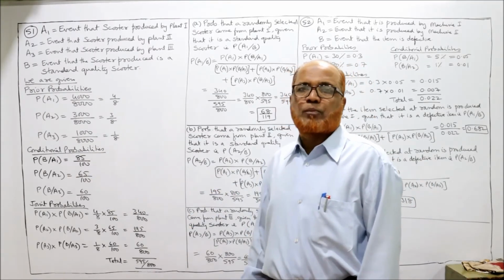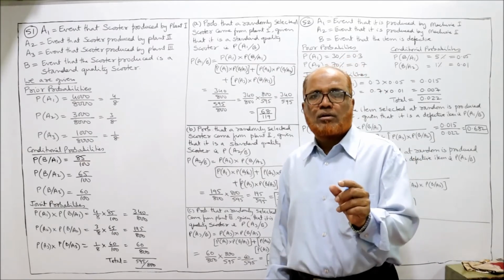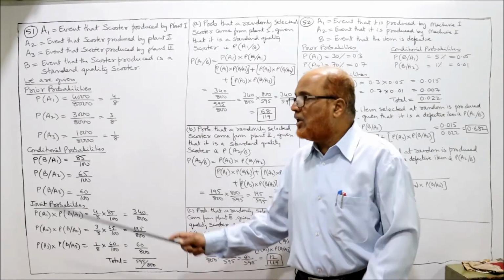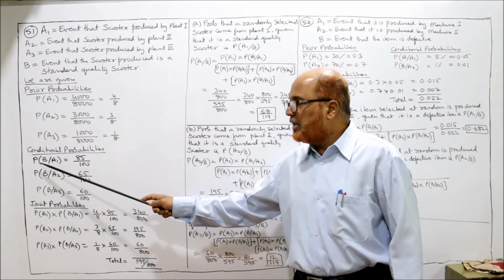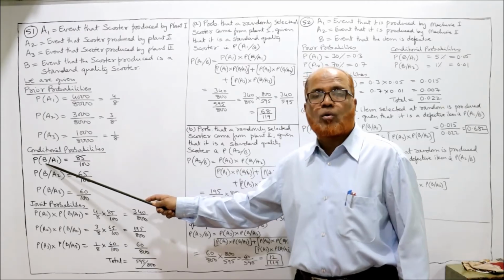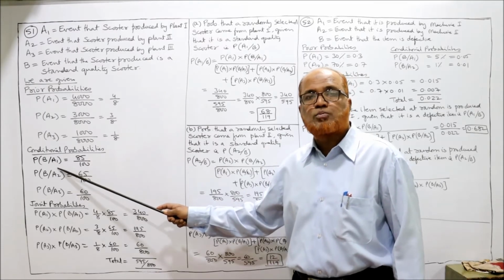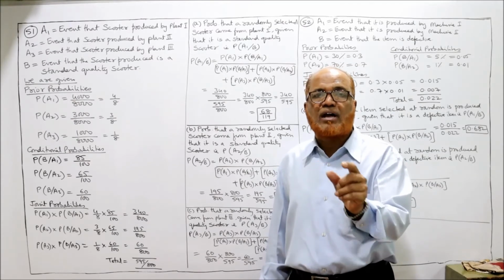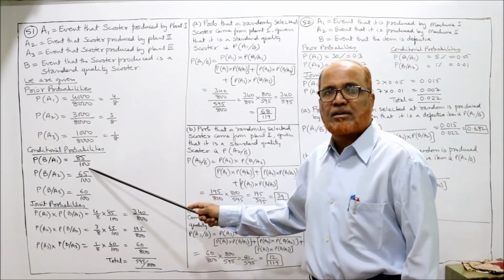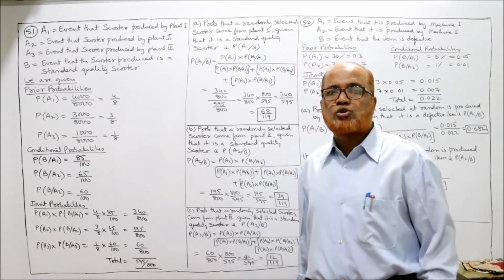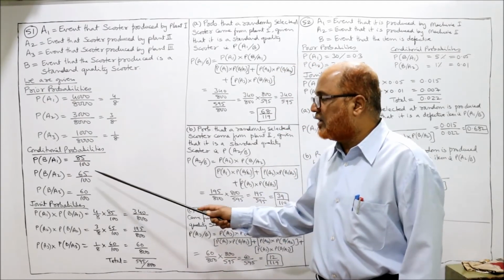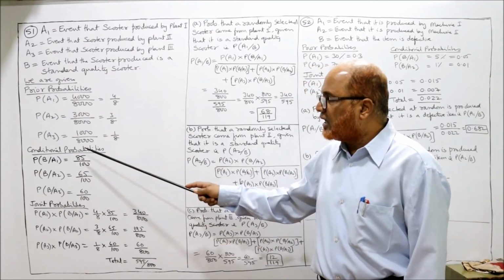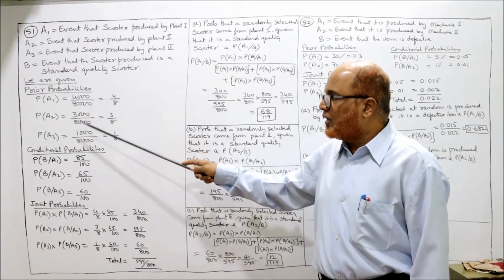Now conditional probability, better quality scooter. The better quality scooter produced by plant 1, P of B given A1: B stands for better quality scooter, given that it is produced by plant 1. So how many better quality scooters does plant 1 make? 85 out of 100, so 85 by 100. Similarly, better quality scooter produced by plant 2 is 65 by 100. Better quality scooter produced by plant 3 is 60 by 100. These are the conditional probabilities, and the earlier ones are the prior probabilities.